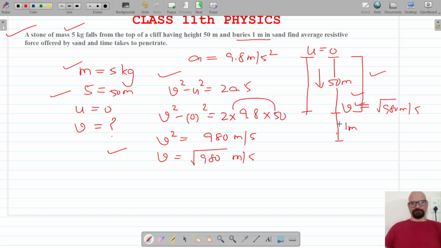Now, this velocity will be the initial velocity when it penetrates 1 meter into the sand. And when it goes 1 meter, the final velocity would be zero. And we have to calculate the average resistive force offered by the sand and the time it takes to penetrate.